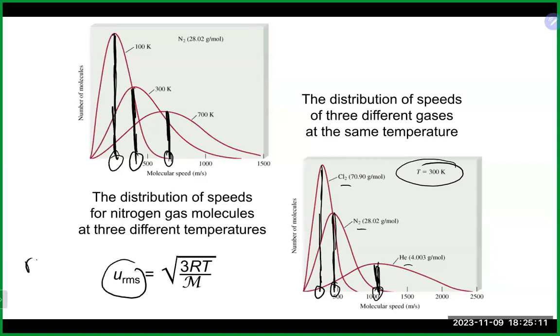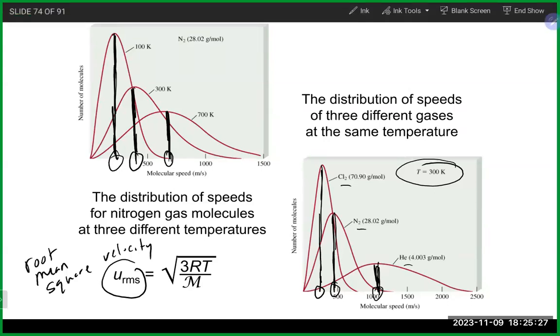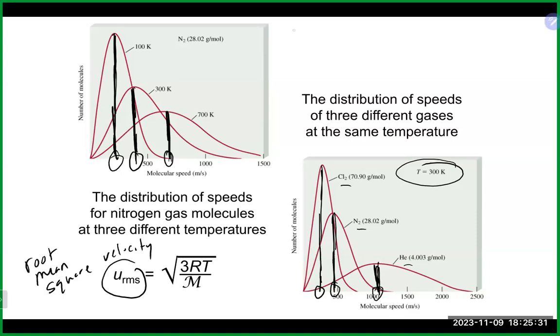That is the root mean square velocity. The root mean square velocity is equal to the square root of 3 times R times the temperature divided by the molar mass. A couple things about this: R is the gas constant R, but not the one for the ideal gas law. It's the one that involves energy, 8.314 joules per Kelvin per mole.